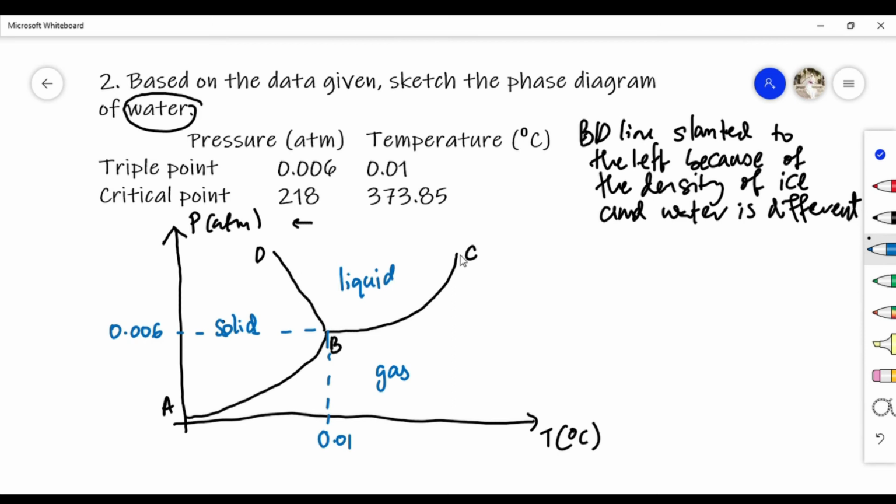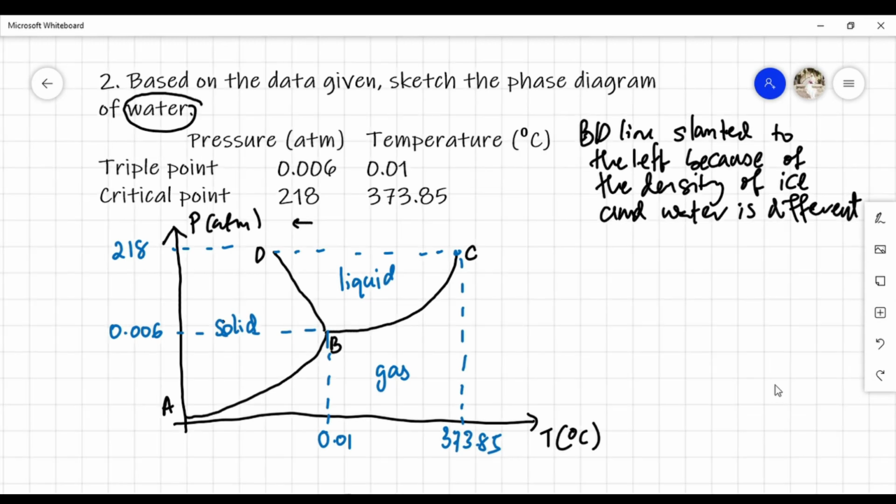Okay, and then at critical point, point C, kita ada suhu sebanyak 373.85, and then we have our pressure at 218 atm. Okay, so this is the phase diagram for water. Okay, so macam tu phase diagram of water. Settle untuk soalan nombor 2.